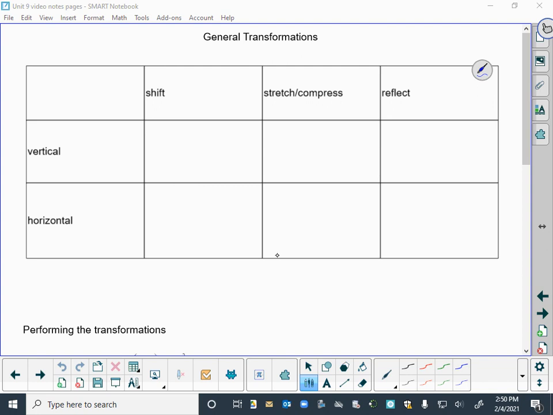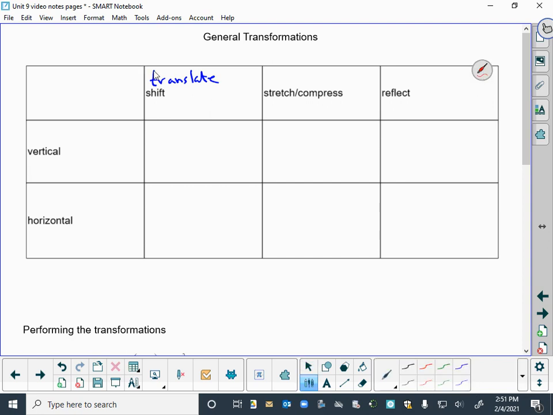Stretches and compressions, which means I'm either making it taller or shorter or wider or narrower. Those are the stretches and compressions. Or reflection, where I'm flipping everything over the x-axis or over the y-axis. Shift is also sometimes called translate, so we will hear that word associated with it.